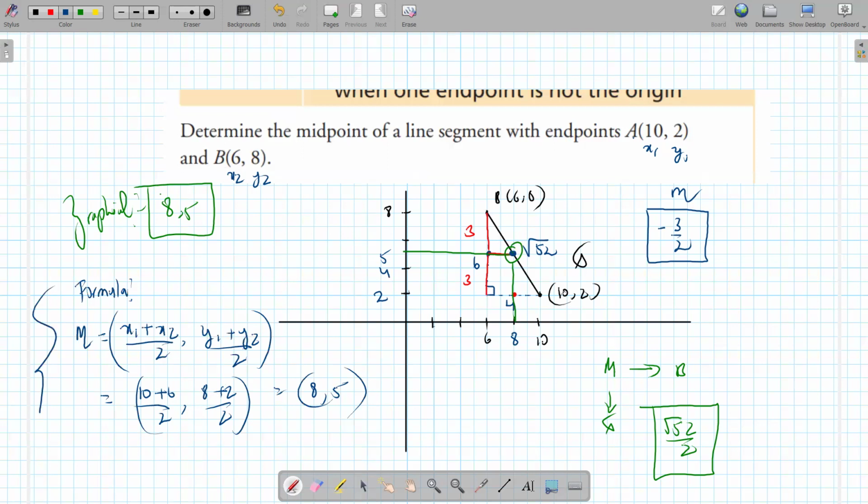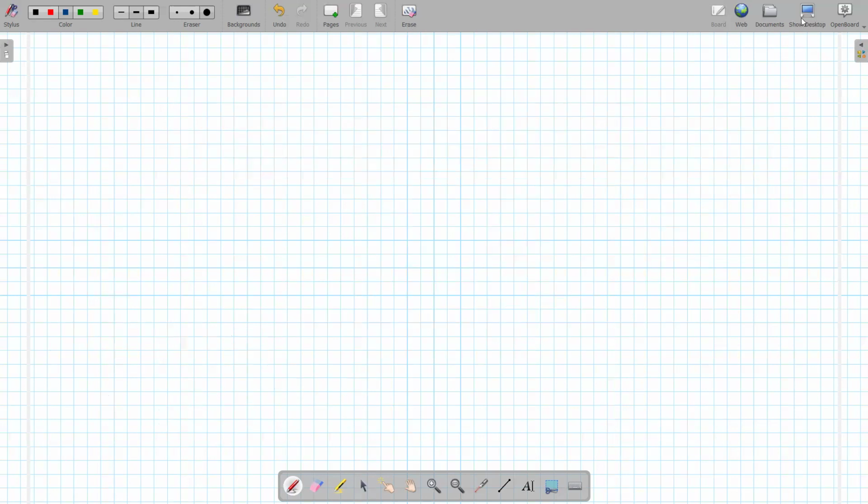So this method is way easier to do, okay? But you should know how to do it both ways. So that's how you find a midpoint of a line segment.